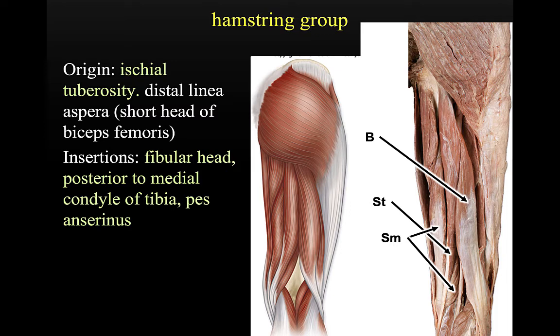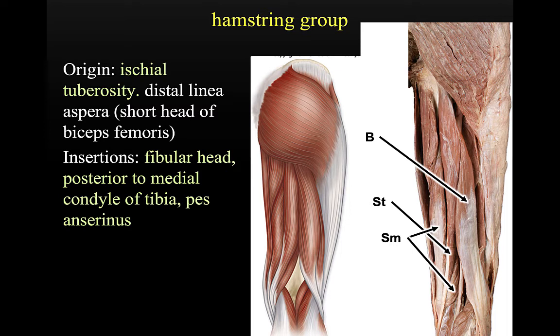So we do have a second attachment down below. We do recognize that the biceps femoris will be on the lateral side, and the short head is going to be something we're really only going to see when we start to pull this muscle out away from the bone. The insertions are going to be in 3 different locations because we have 3 different muscles with common origins but different insertions. The biceps femoris inserts on the fibular head.